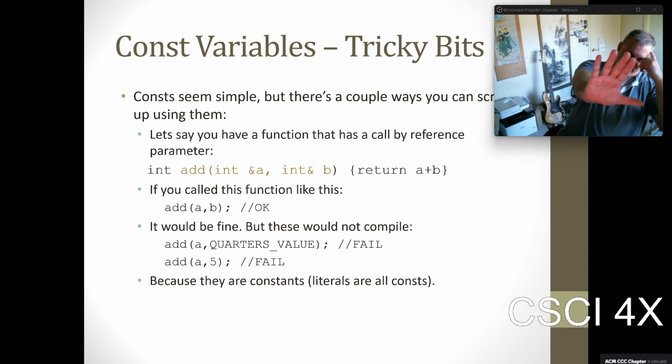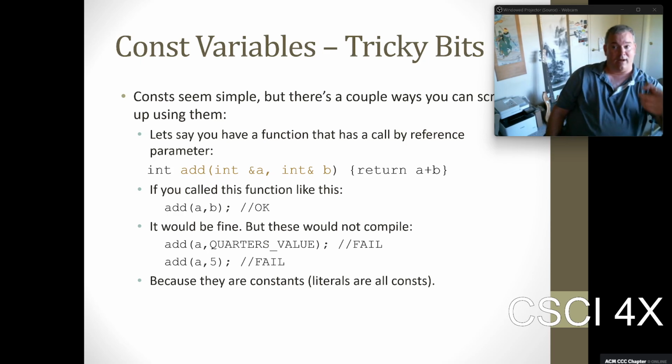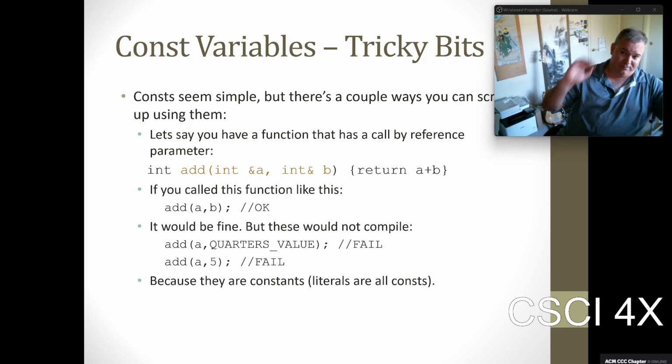If you just had that signature there and I block out the function body, my immediate thought as an experienced programmer is that you're modifying A and you're modifying B. That's what you're telling me when you have a call by reference parameter. A is going to change and B is going to change. And so it makes sense, like you can't pass a constant to it because constants can't change by any means.